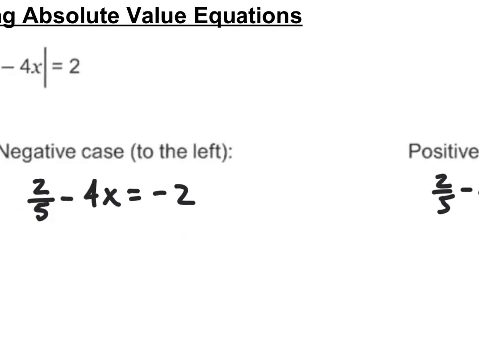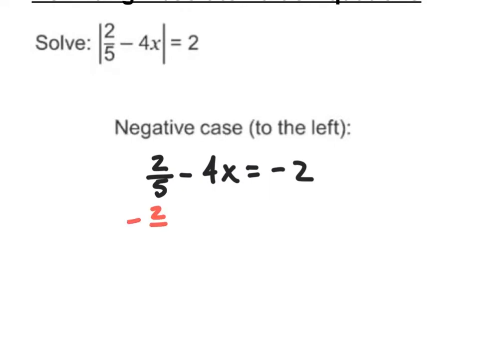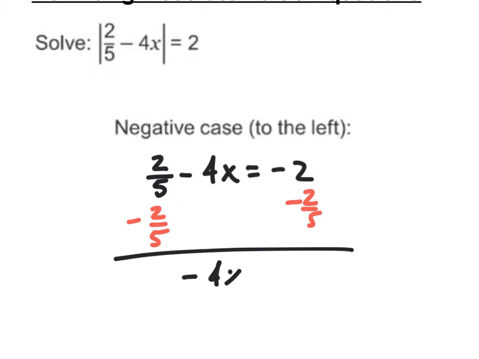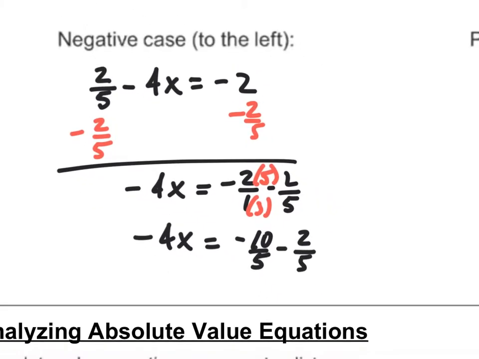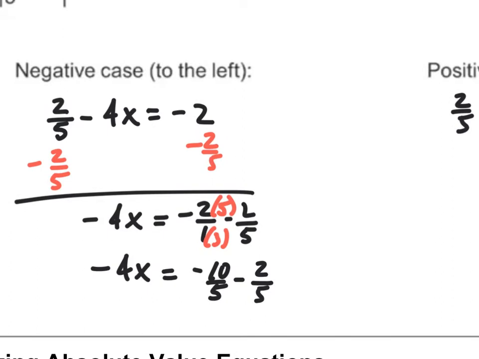So on both sides, what I'm going to do is subtract 2/5 from both sides. So minus 2/5. Then we get negative 4x is equal to negative 2 over 1 minus 2 over 5. If I get a common denominator here, 5 over 5, what do we get? Negative 4x is equal to negative 10/5 minus 2/5. Let's just check over here. I don't have much room. I got negative 4x is equal to negative 12/5.